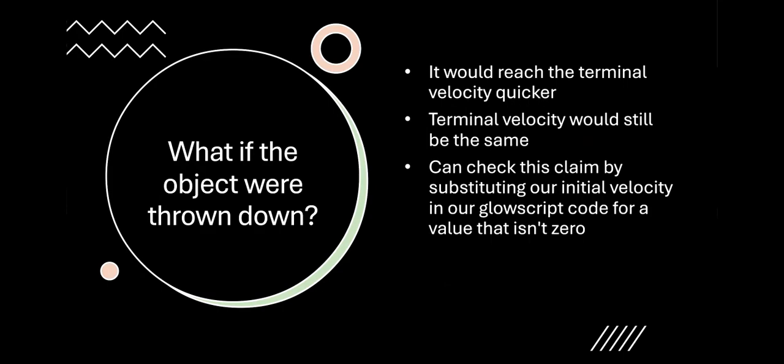So what if the object was thrown down instead of dropped from rest? So if it was thrown down, it would reach the terminal velocity quicker. However, the magnitude of the terminal velocity would still be the same, and we can check this claim by substituting our initial velocity in our GlowScript code for a value that isn't 0.